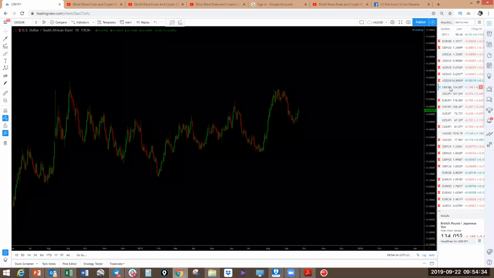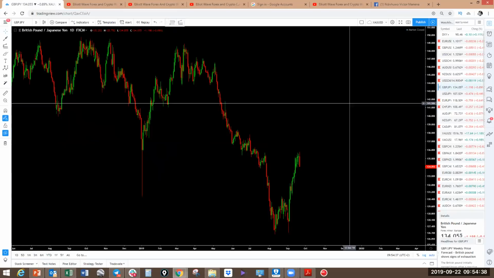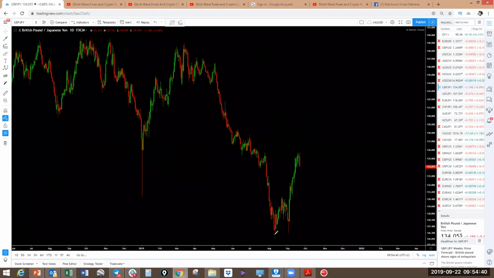Let's look at the yen pairs, starting with pound yen. Now pound yen, like most of the pound pairs, we're starting with a 5-wave move here to the upside. This is a correction, it's not a reversal that you see here. So this will go sideways or can make a 3-wave pullback. We'll still expect a move to the upside and a deeper pullback.